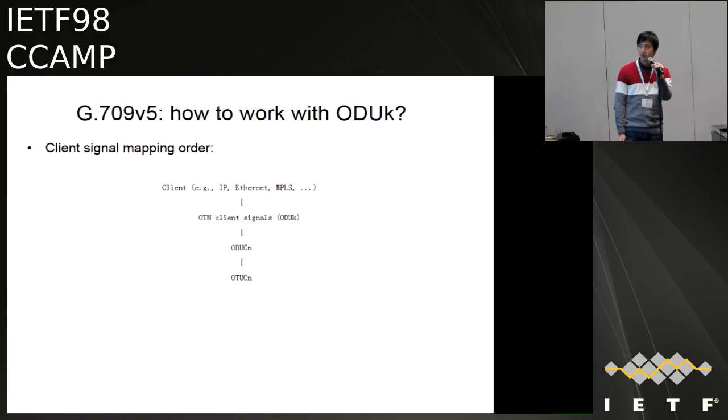In the G.709 version 5, it is also described how the ODUCn works together with ODUk. Usually the client signal will first be multiplexed to the ODUk and then carried by the ODUCn or OTUCn. So it is not a switching for the OTUCn layer, and it will always go to the ODUk first.